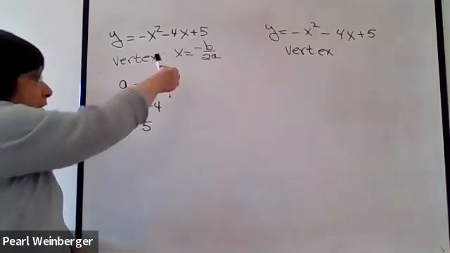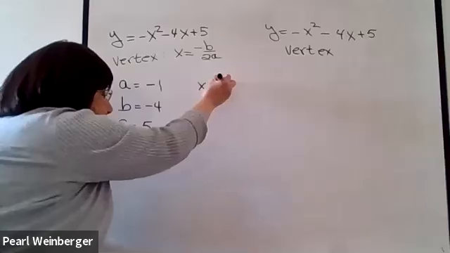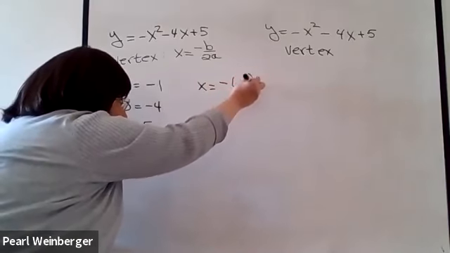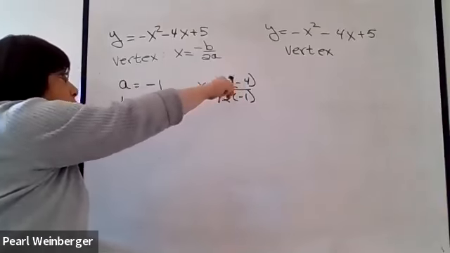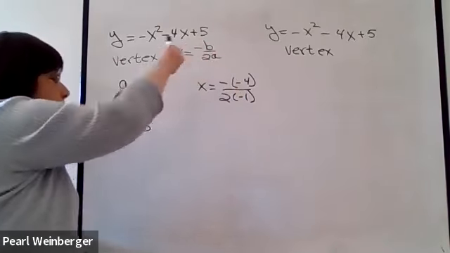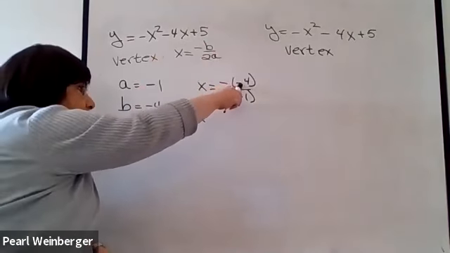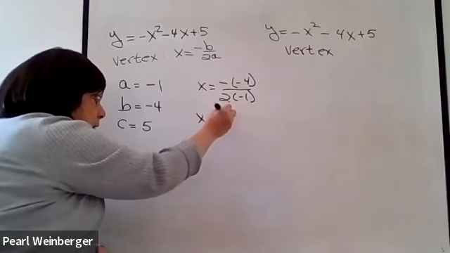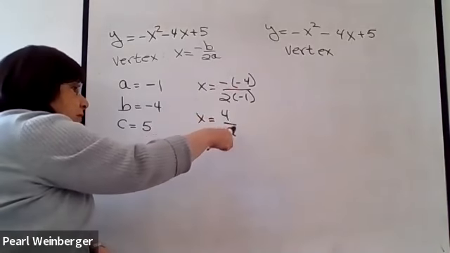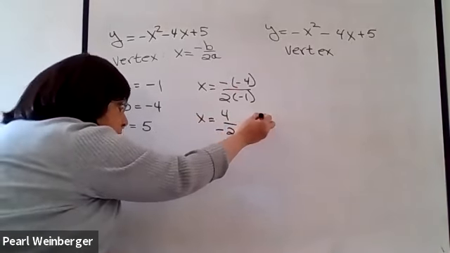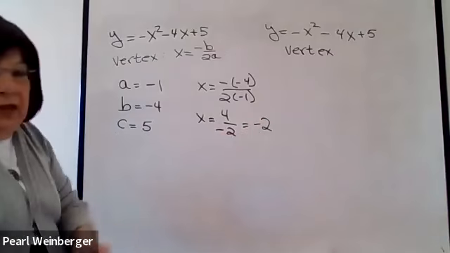Now let's find the vertex. Here's my formula. It's negative b, so it's -4 over 2a, so it's 2 times -1. All I'm doing is putting parentheses and substituting those numbers. Well, let's see what this works out to be. -4 is +4. And 2 times -1 is -2. And 4 divided by -2 gives me -2. Yes, the x part is -2.